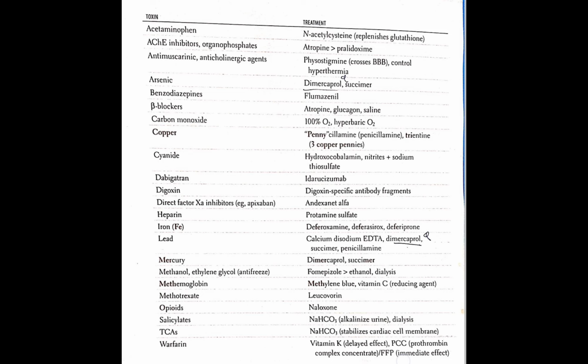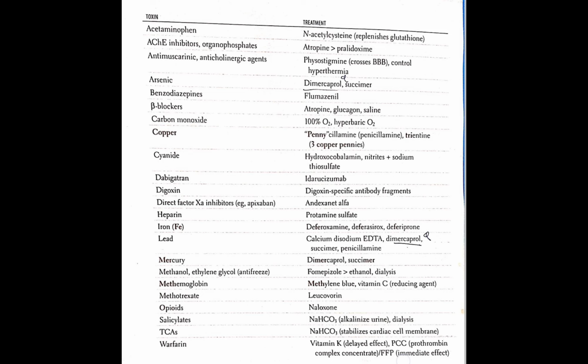Cyanide: hydroxocobalamin and nitrates. Cyanide we represent by CN, so for C we have cobalamin, and for N we have nitrites. Then dabigatran, a direct thrombin inhibitor: idarucizumab. Digoxin: DigiBind. Direct factor 10 inhibitors: andexanet alfa. Heparin: protamine. Iron: deferasirox, deferoxamine, and deferiprone. Methanol, ethylene glycol: fomepizole. Methemoglobin: methylene blue and vitamin C. Methotrexate: leucovorin. Opioids: naloxone. Salicylate: sodium bicarbonate.